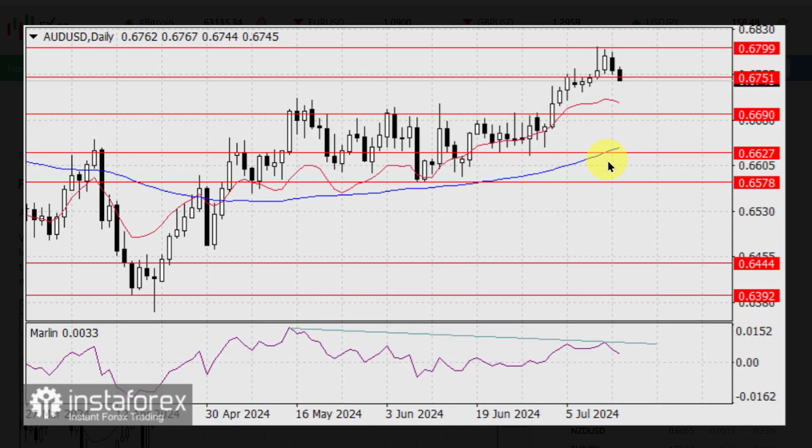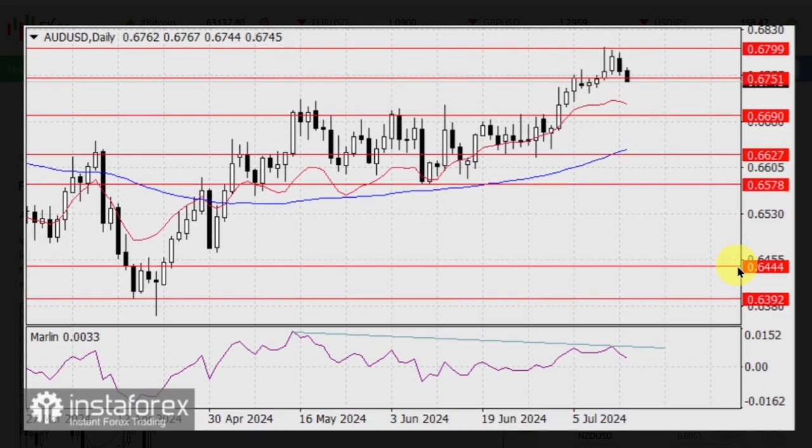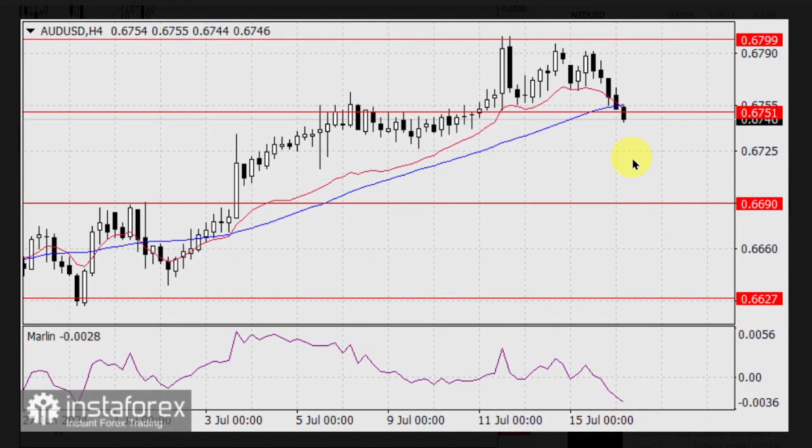Once the price overcomes this mark, the AUD can move towards 0.6444. On the 4-hour chart, the price has already overcome the support of the MACD line, its blue line on the graphic, and is now pushing through the support level at 0.6751. The Martin oscillator was involved in pushing through the support on Monday, so now we see qualitative changes.